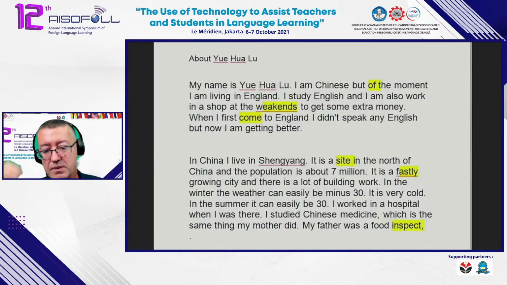Hi Lou, just want to go through some of the things in your essay here. My name is Yue Hualu. I am Chinese, but of the moment. Now you've got the wrong preposition there, so we need to change that if you can. Here you said at the weekends, but can you look at the spelling of that word, because you've spelt that word incorrectly. Now, if we look at this sentence, when I first come to England, now I didn't speak English.